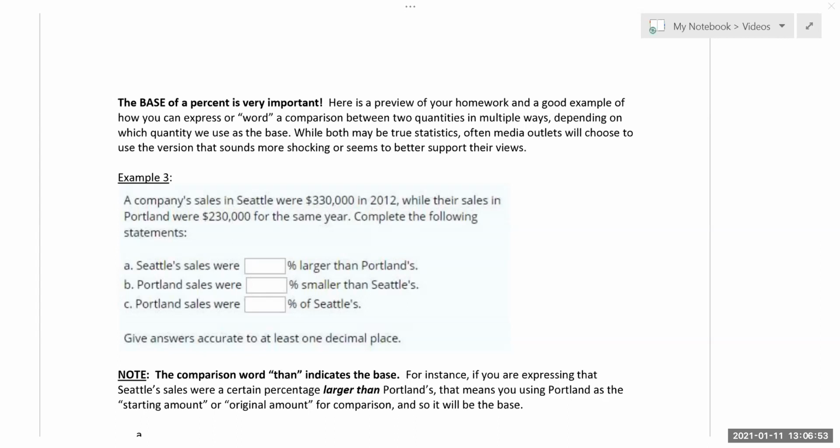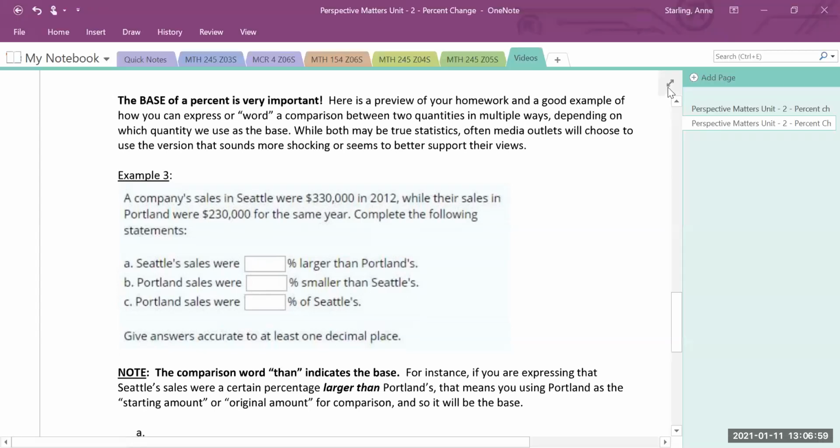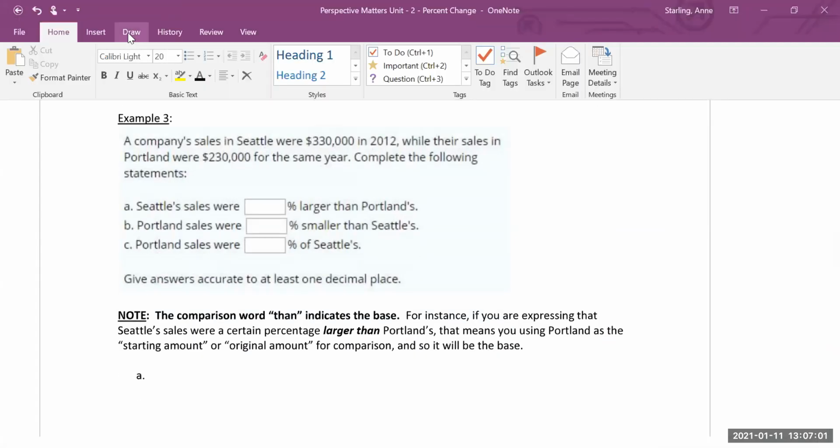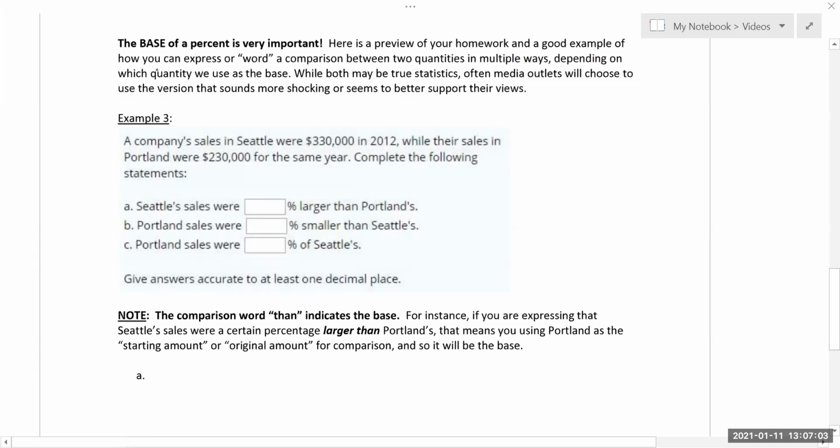Okay, so we are on page 2 of the percent change notes. So I'm going to get those started. The first part was the actual note piece with the formula. You do want to make sure that you know the formulas going in.